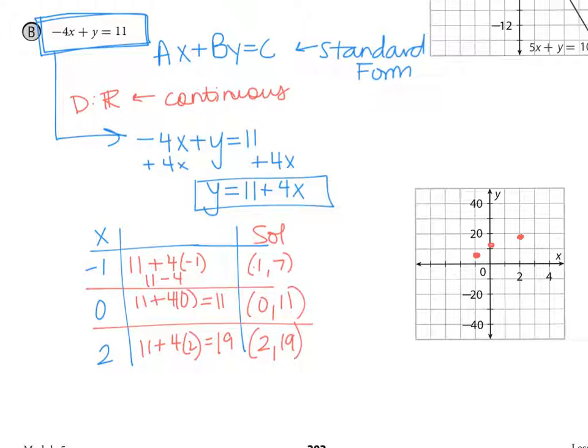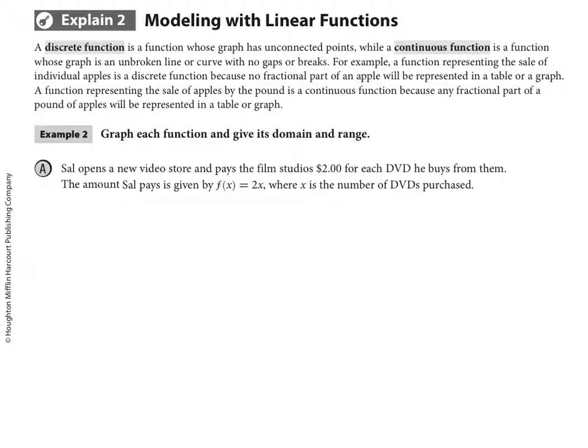This should look, if my points were good, pretty close to linear. And remember, we're going to connect them with a line because it's continuous, and we knew that because they didn't give us a domain, so we use the domain of all real numbers. All right, so these last two examples are really to show you the difference between discrete and continuous when it comes to real-world examples.